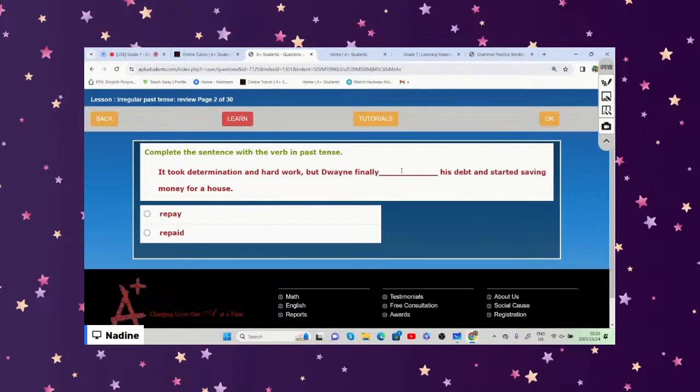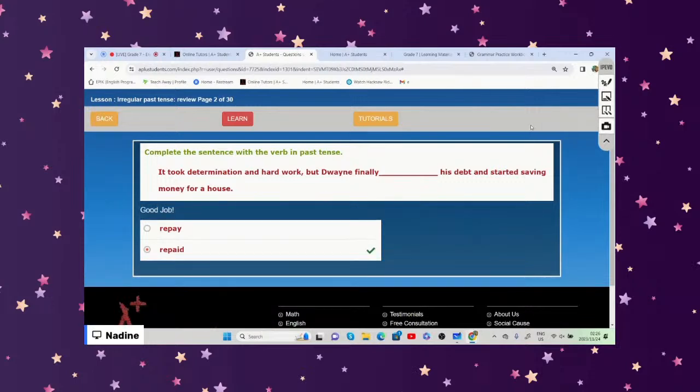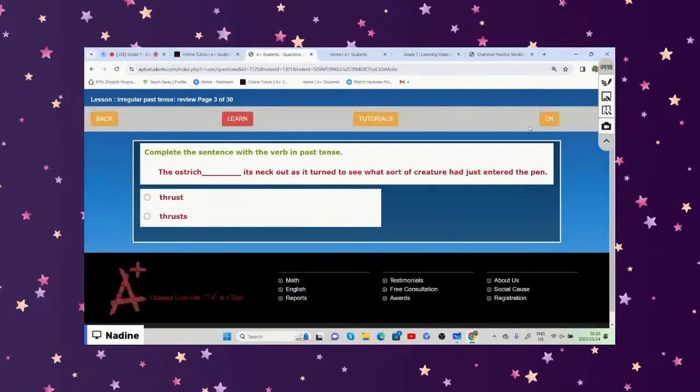So we can say to repay, that he finally repaid his debt. He repaid his debt. And repaid is correct.